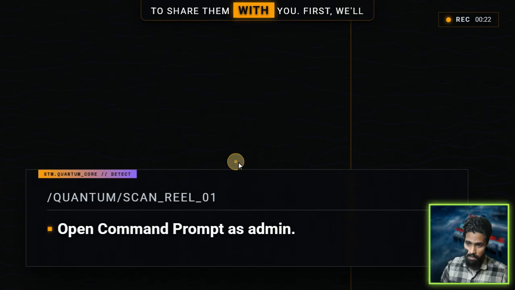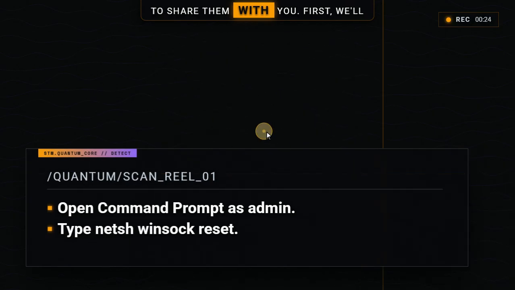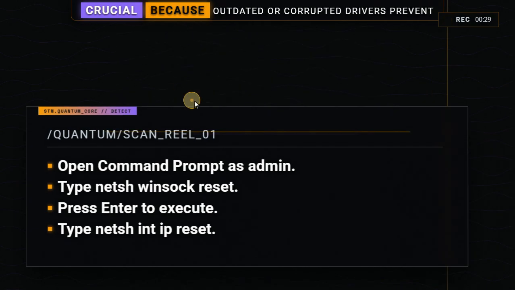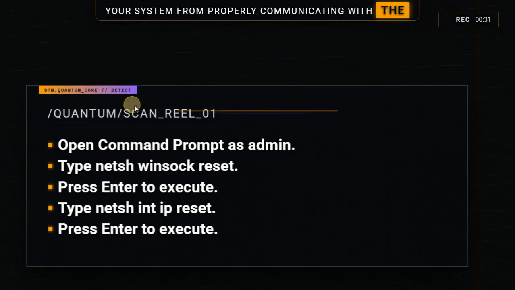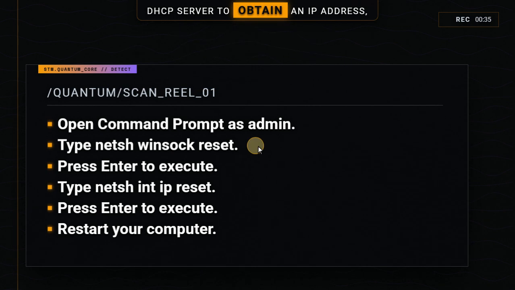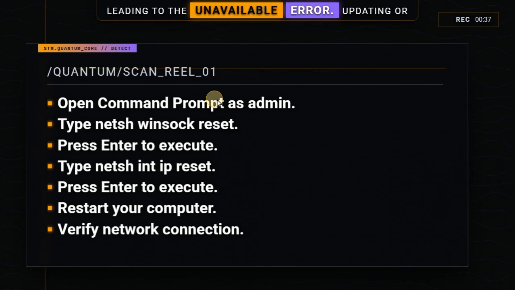First, we'll address the network adapter driver, which is crucial because outdated or corrupted drivers prevent your system from properly communicating with the DHCP server to obtain an IP address, leading to the unavailable error. Updating or reinstalling this driver forces a fresh connection.